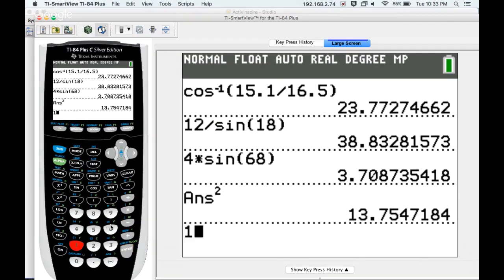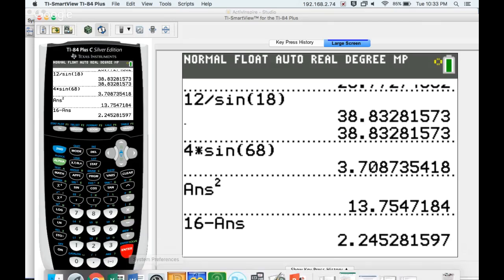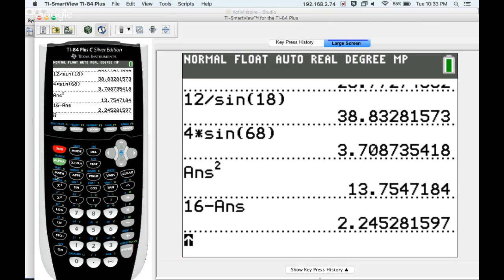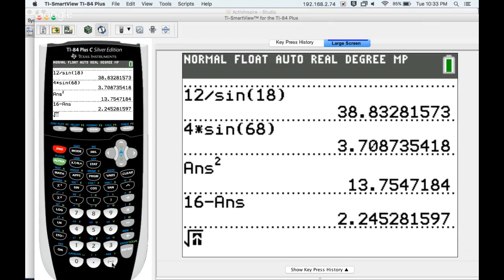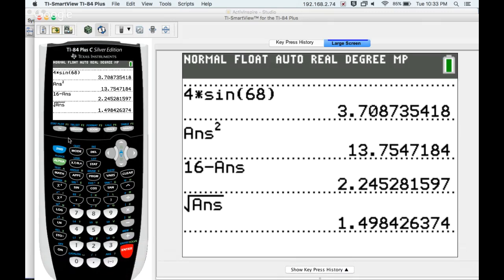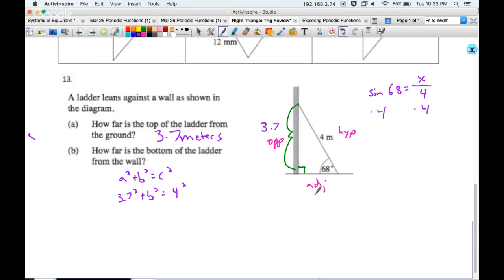And then I'll do 16 minus that number. And I know I'm going to be taking the square root of that, so let's just do it now. Square root. And I get 1.5 meters. So 1.5 meters. And does that look about right? Yeah, looks about right. 1.5 meters.